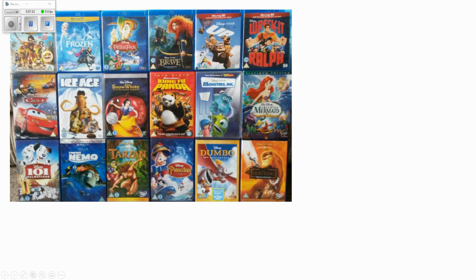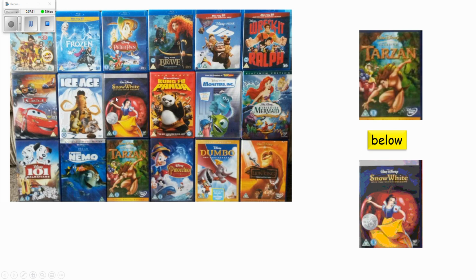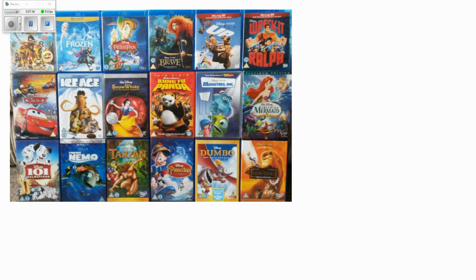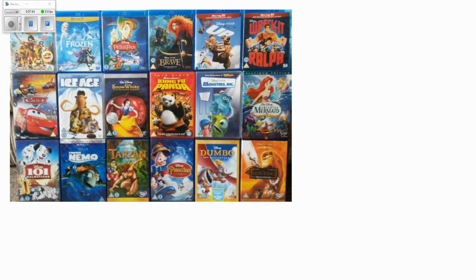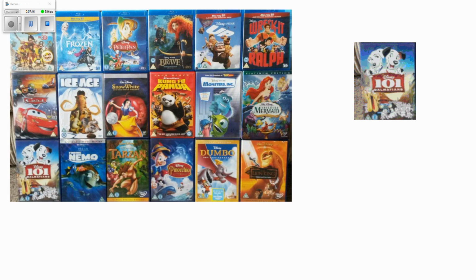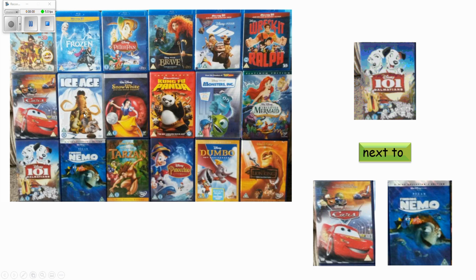The Lion King. Now back to the original format. Tarzan is below Snow White. And Cars is above 101 Dalmatians. Well done. And finally, 101 Dalmatians is next to, I think it's next to 2. So let's see what you've come up with. Cars, yep, and Finding Nemo. Well done, year 1, that was amazing.